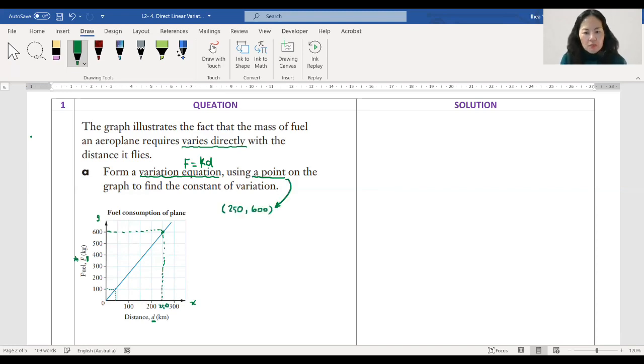A point, any point on the graph to find the constant of variation. Okay, K is our constant, so we have to find it. So let's have a look. F in terms of D, isn't it? Normally it's F of X, but here X is D, so I'm going to write F equals KD, at the point that we are using, which is 250 and 600.